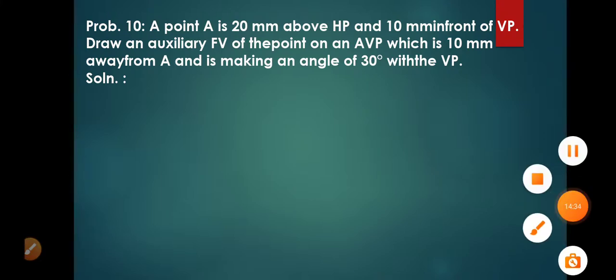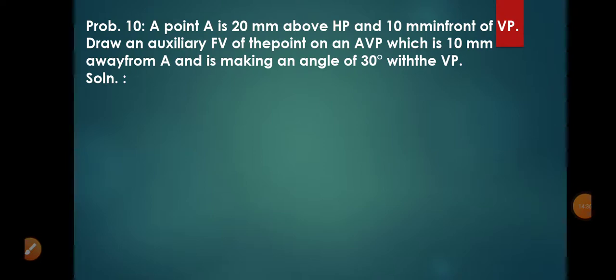See here, before going to the solution, first understand what problem they asked. Here a point A is 20 mm above the HP, which means first quadrant or second quadrant. When the sentence says above the HP, the possibilities may be the first quadrant or the second quadrant. And 10 mm in front of VP means it is the first quadrant.